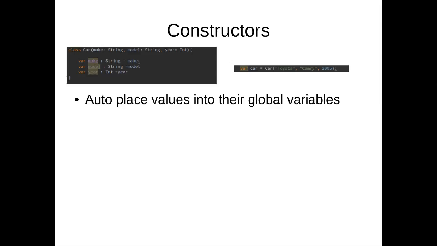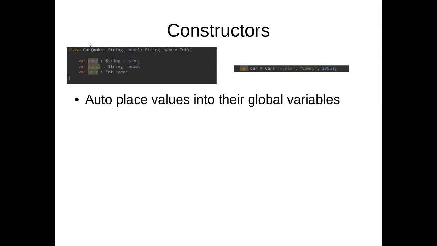Next one is constructors. So you know in Java where you have to make your constructor, you have to put in your parameters, and you have to do like this.model equals model, this.year equals year to set the global variables. But in Kotlin, that's not the case.